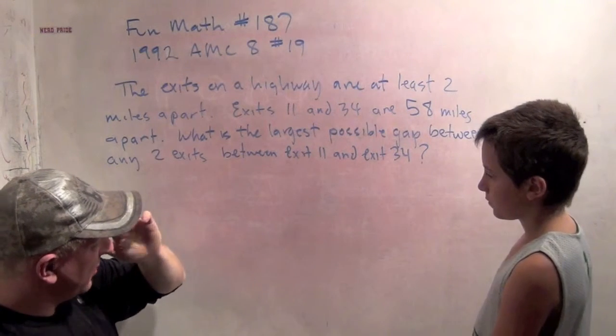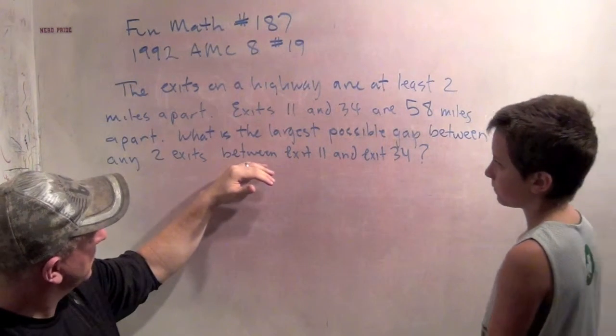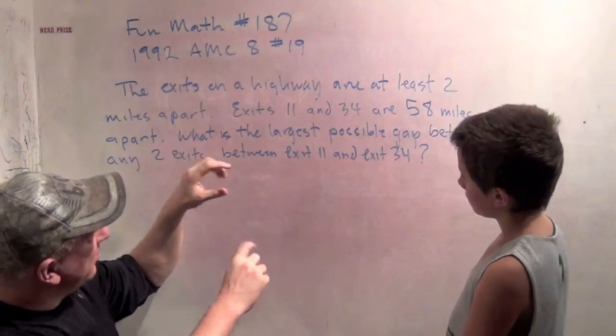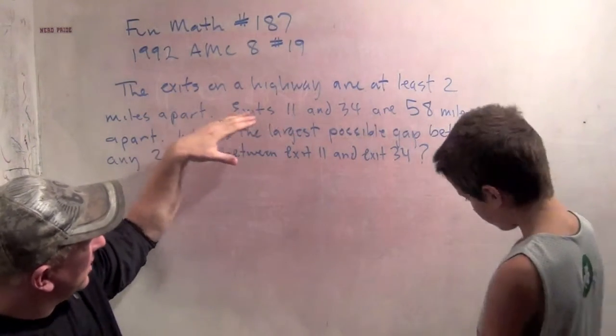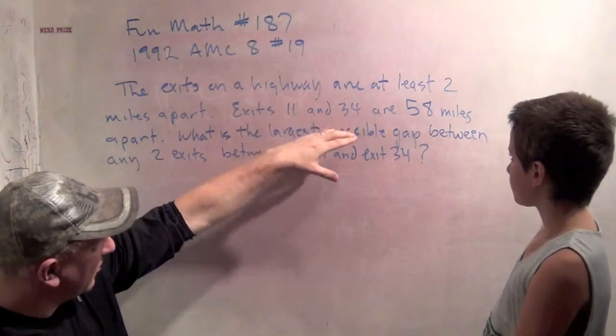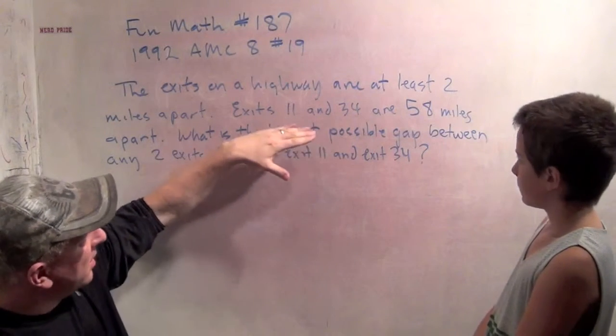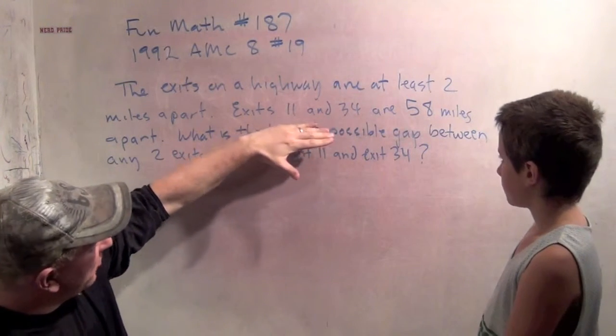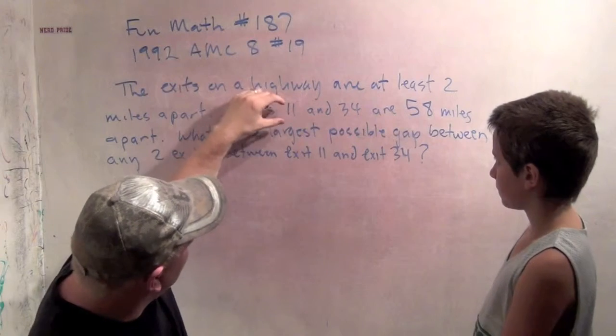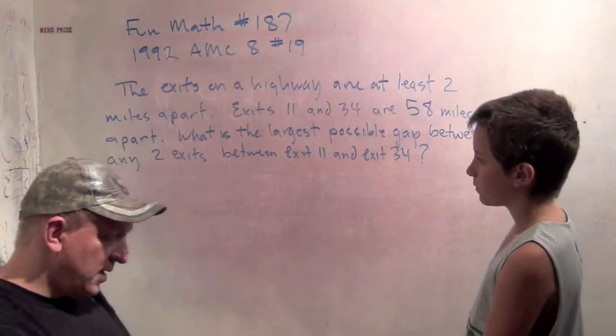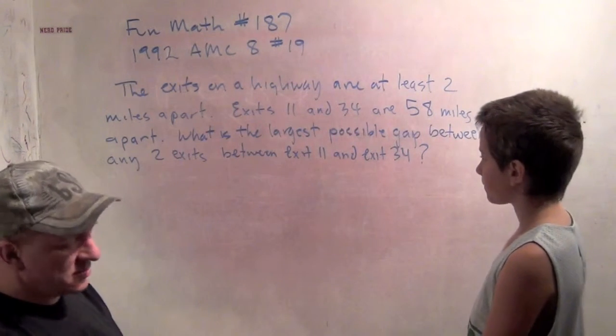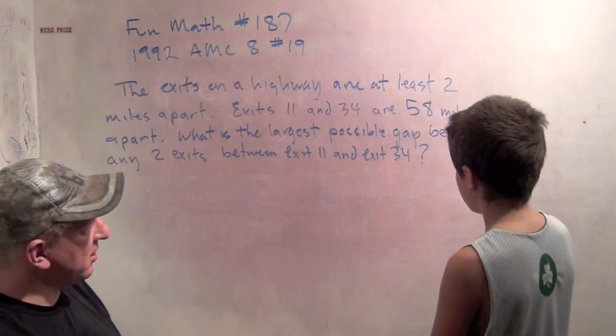Okay, so I probably didn't write this very well, actually. I should have copied the problem exactly. So we're trying to figure out if the exits are at least 2 miles apart and exit 11 and 34 are 58 miles apart, what's the largest possible gap between any of the two exits as you're driving from exit 11 to 34? Do you understand the problem? Yeah. Okay, so tell me what's a very good way to start on a problem like this.